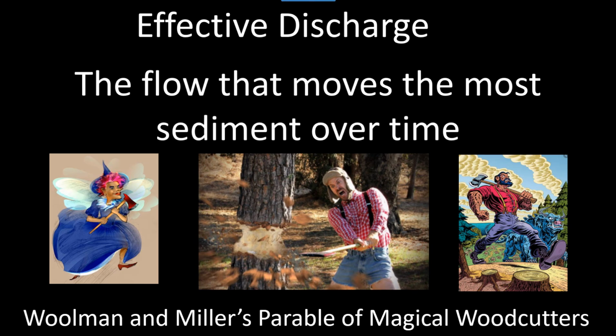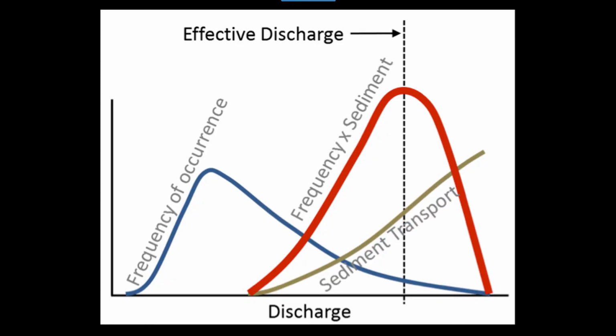And that's the basic idea of the effective discharge, is that the low flows work at the channel all the time, but don't do a lot of work. And the really high flows, sediment transport's nonlinear. They do a massive amount of work, but they're so rare that they don't actually form the channel.